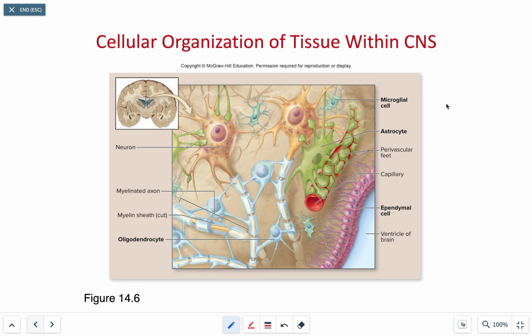Today's lecture will be on the organization of tissues within the central nervous system. In particular, we're going to be looking at the neuroglia, or the central nervous system glia. There are structures such as the microglial cells, the astrocytes, the ependymal cells, and the oligodendrocytes that are considered to be the central nervous system glia.